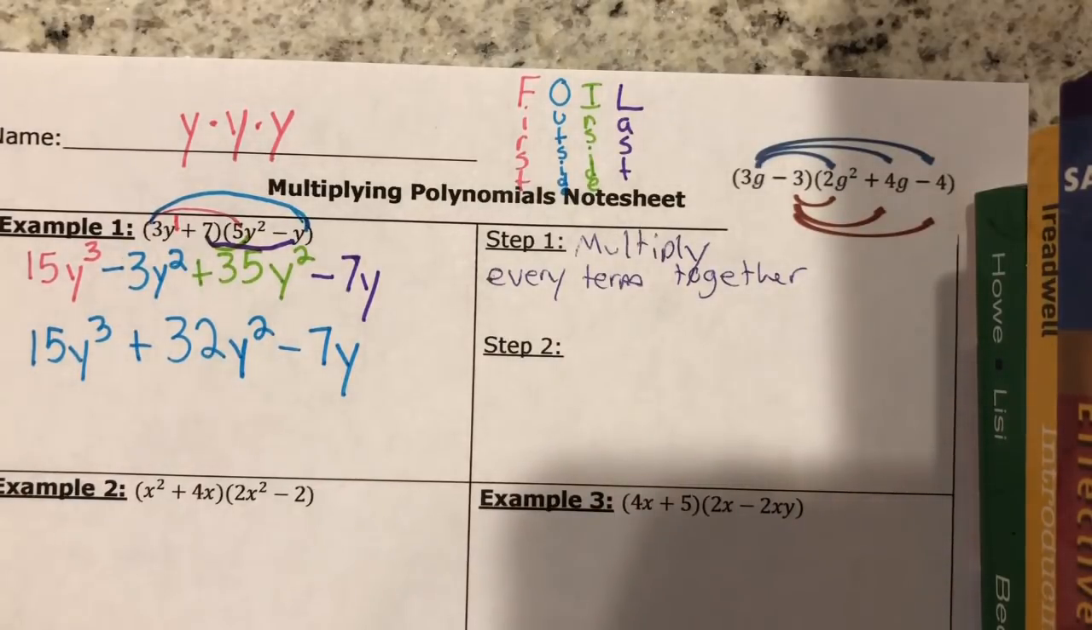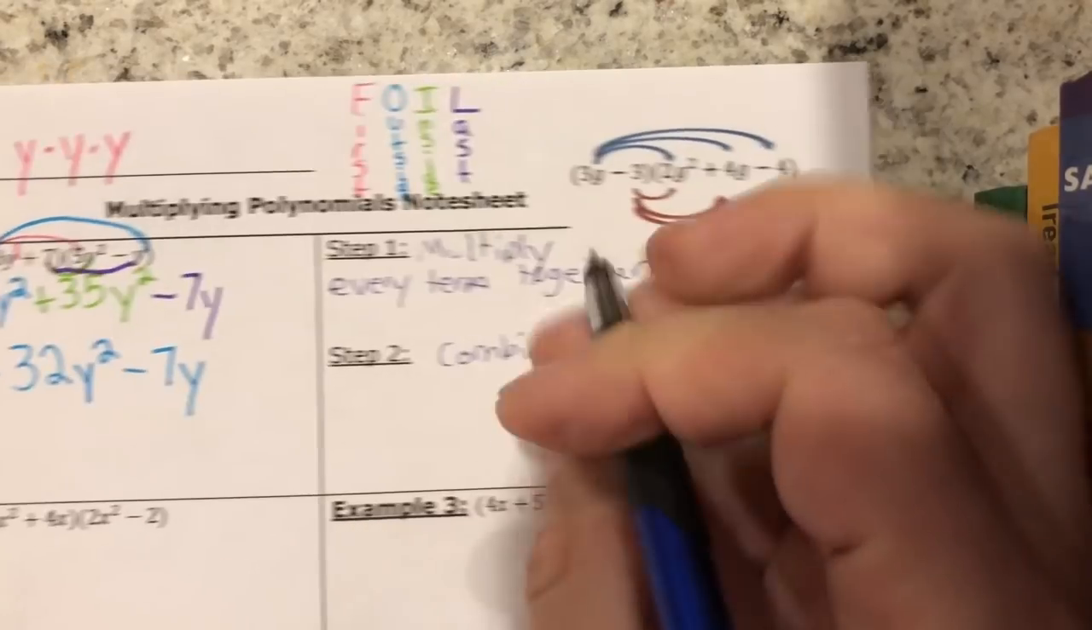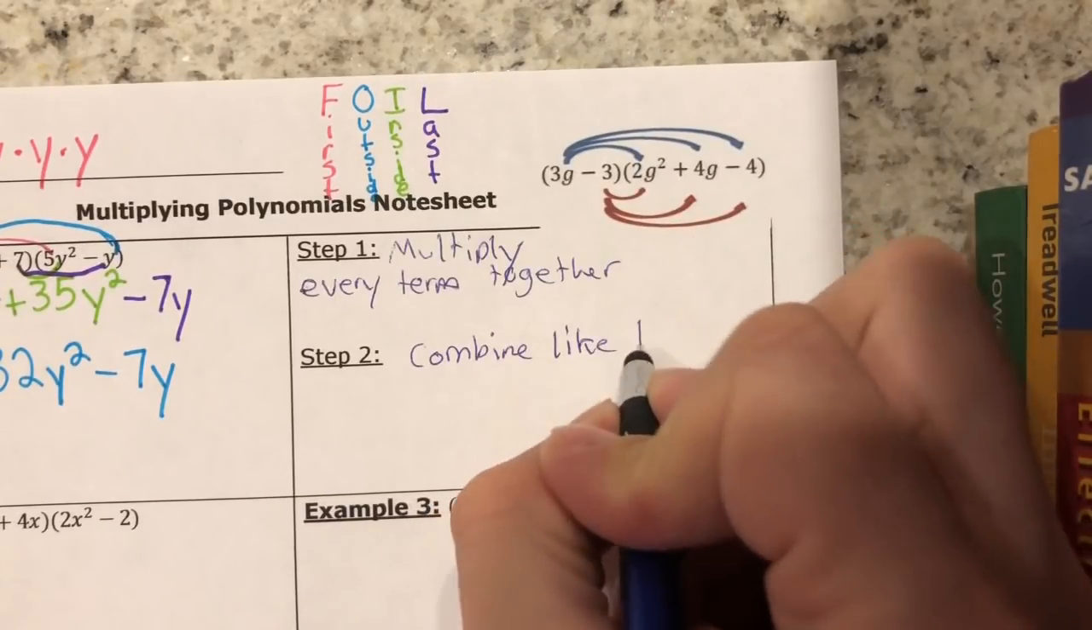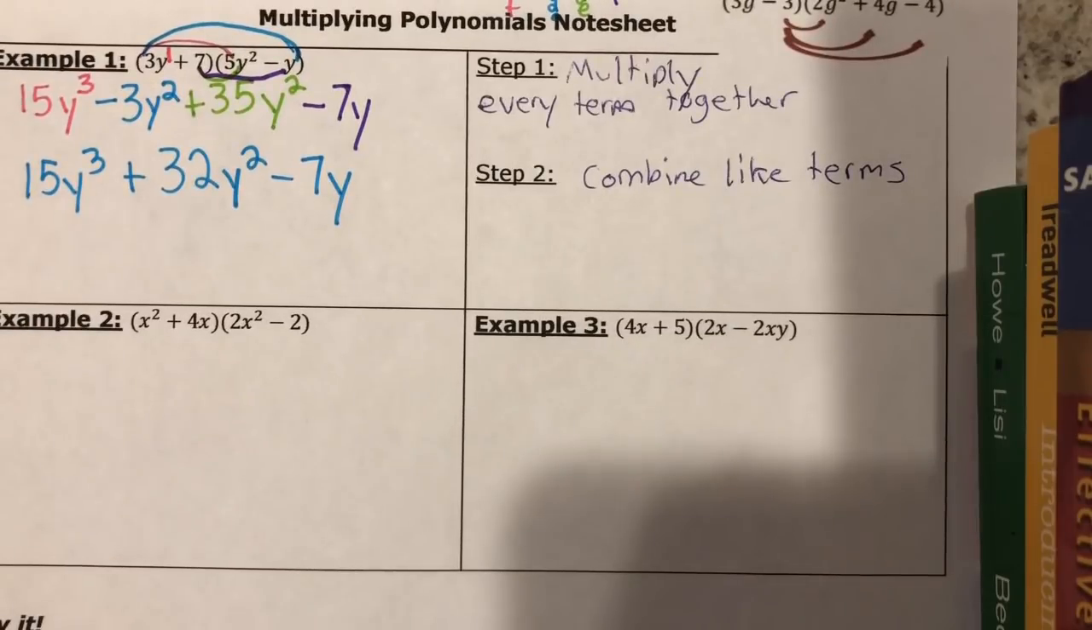So step 1, multiply. Step 2, CLT. Combine like terms. Alright, not too bad.